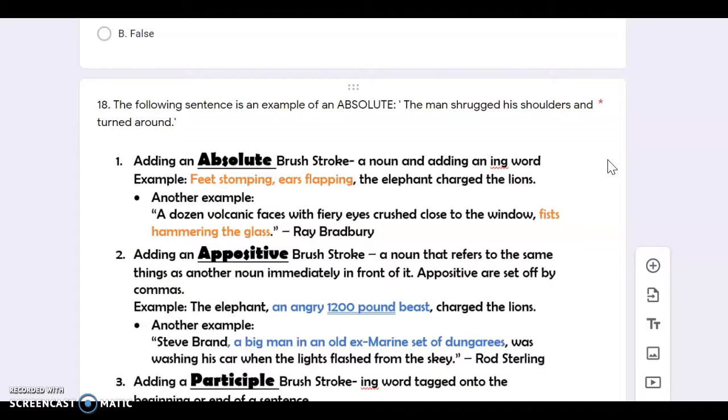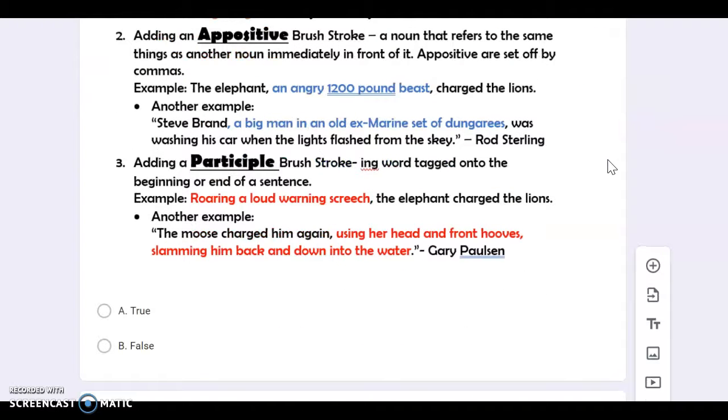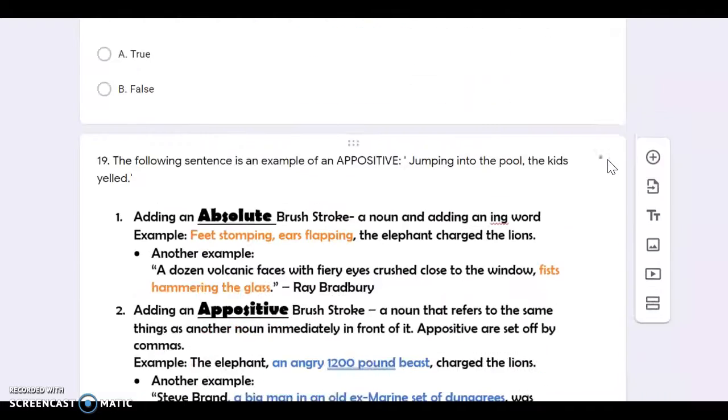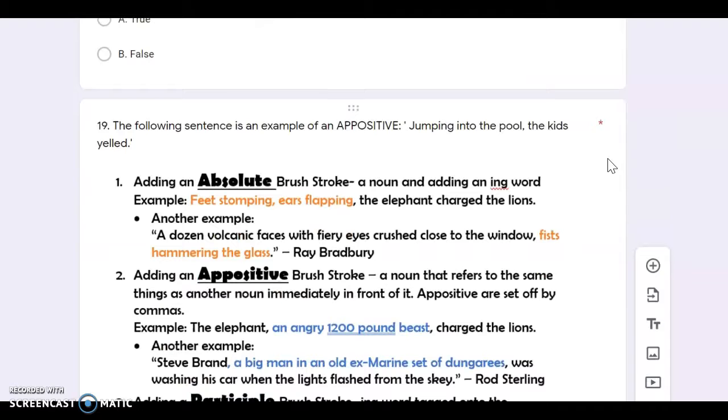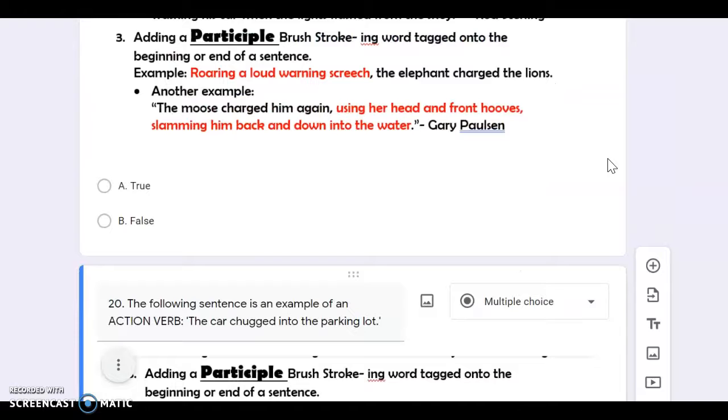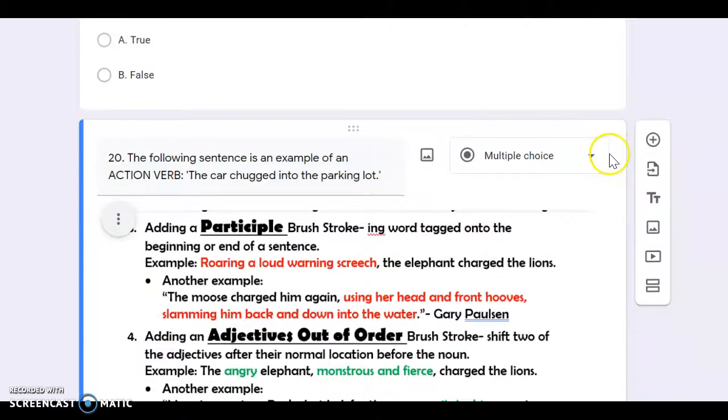18. The following sentence is an example of an absolute. The man shrugged his shoulders and turned around. A, true, B, false. 19. The following sentence is an example of a positive. Jumping into the pool, the kids yelled. True or false?